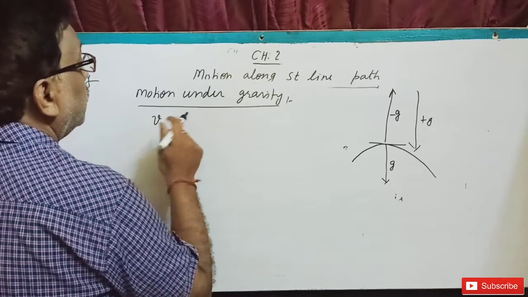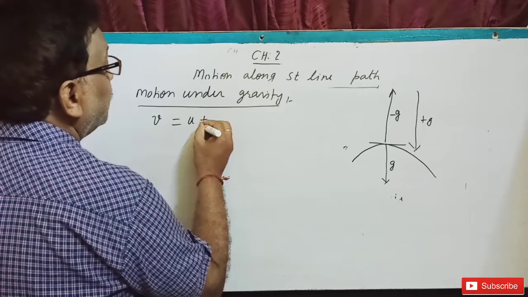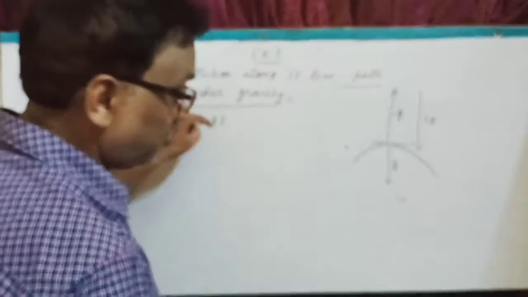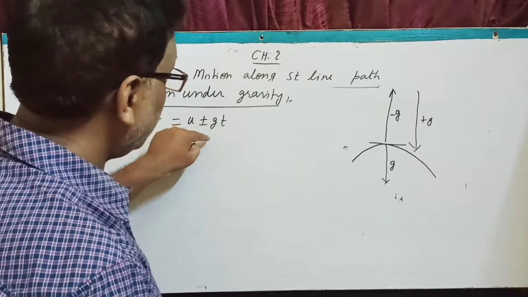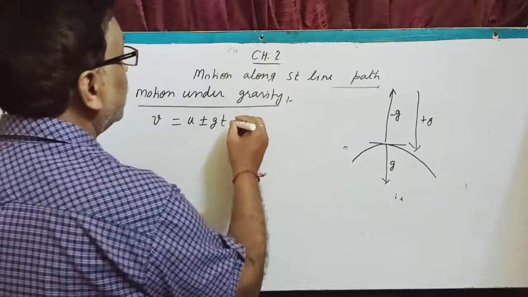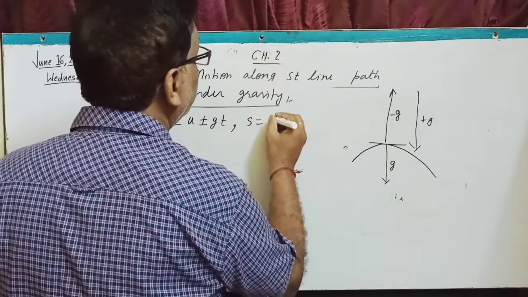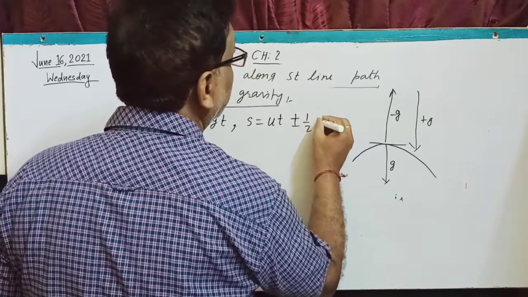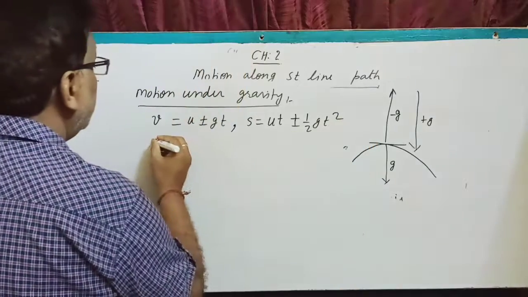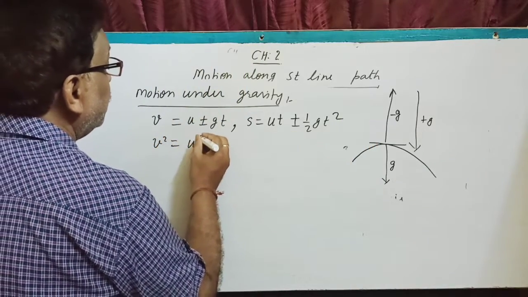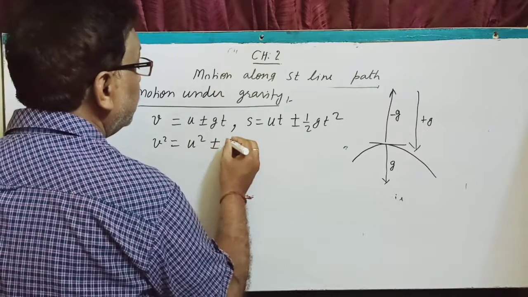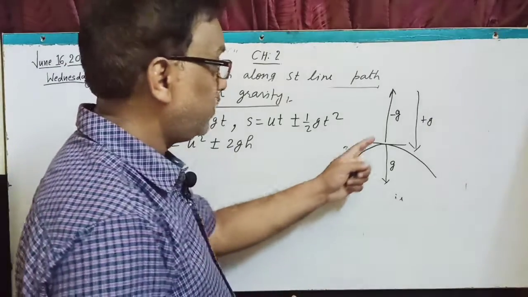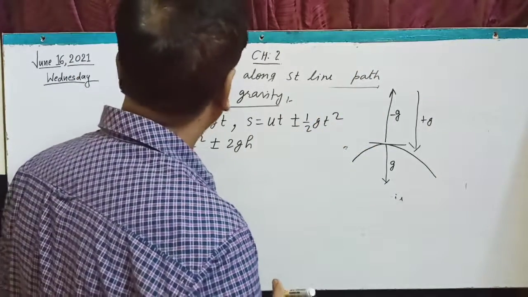It is v equal to u plus minus gt. Plus g when we are moving downward and minus g when we are moving above. S is equal to ut plus minus half gt square, and third equation v square is u square plus minus 2gh. Now we use h as the height, we measure the height. Is it clear?